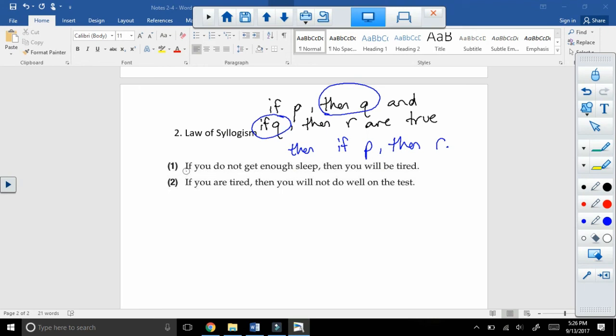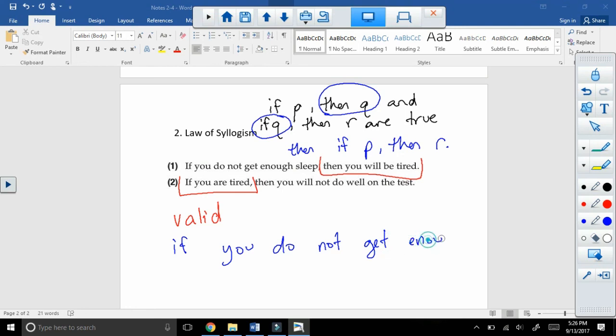So reading this, if you don't get enough sleep, then you'll be tired. So this is the conclusion of the first. And if you are tired, then you will not do well on the test. So this would produce a valid conclusion. And that valid conclusion, you would just write out, if you do not get enough sleep, then you will not do well on the test.